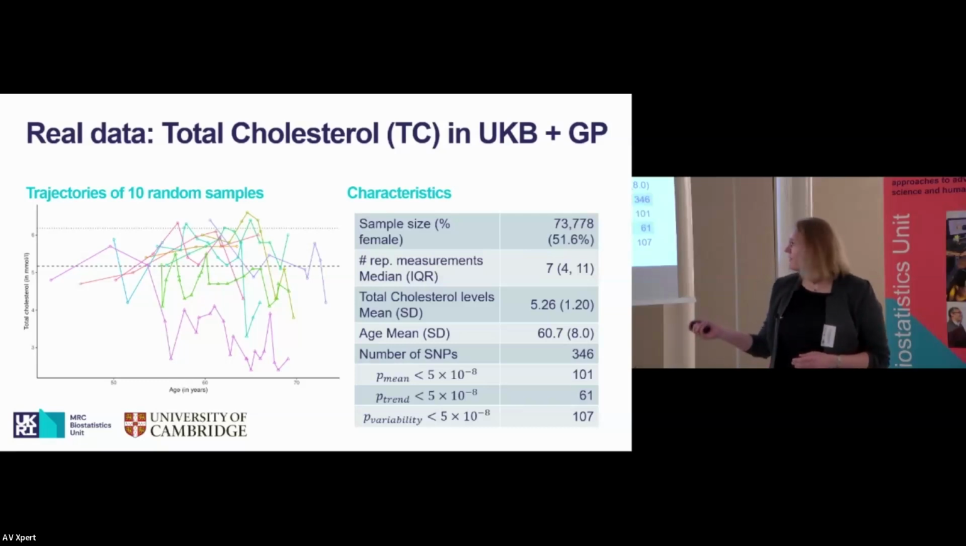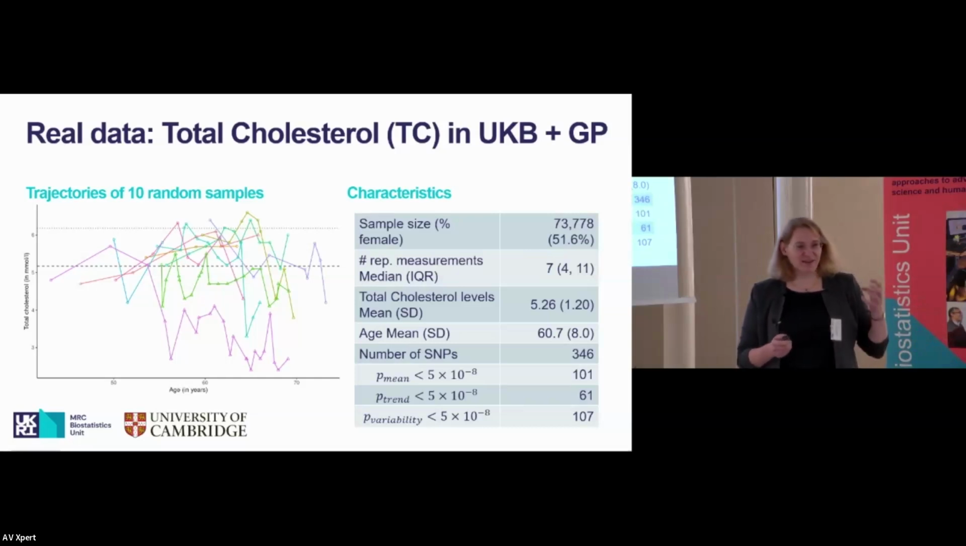This is just an example of 10 random samples, because if I show you the trajectory of every one of those 70,000 people, then you see nothing. But that's about the sample size. We have 73,000 people and a median of 7 measurements per person.